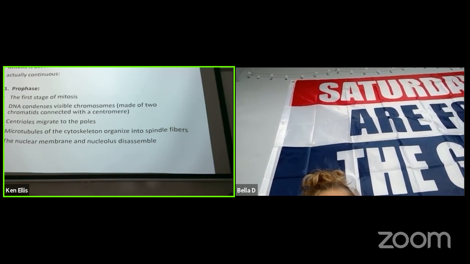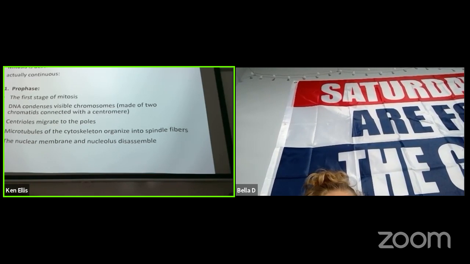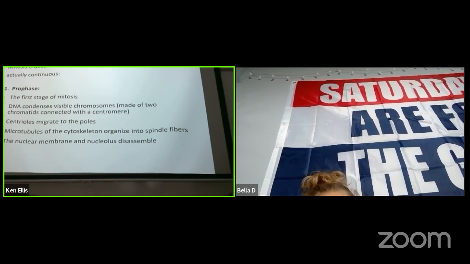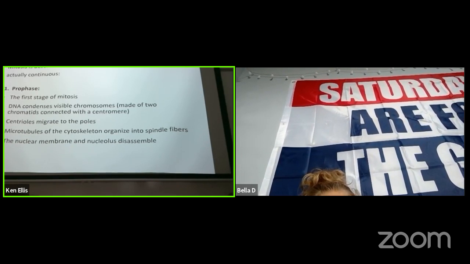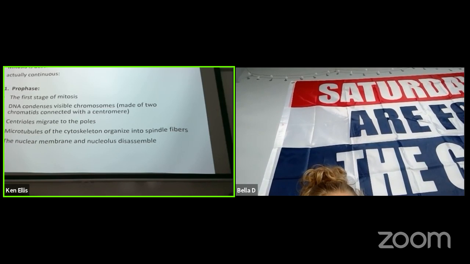Watch and see. DNA condenses, that means it coils up, and becomes visible as chromosomes. Now these chromosomes have chromatids, sister chromatids, which are held together at a centromere. That sounds familiar. Centrioles, that's not one we keyed on, but centrioles migrate to either end. They make the spindle that attaches to the sister chromatids to pull them apart.